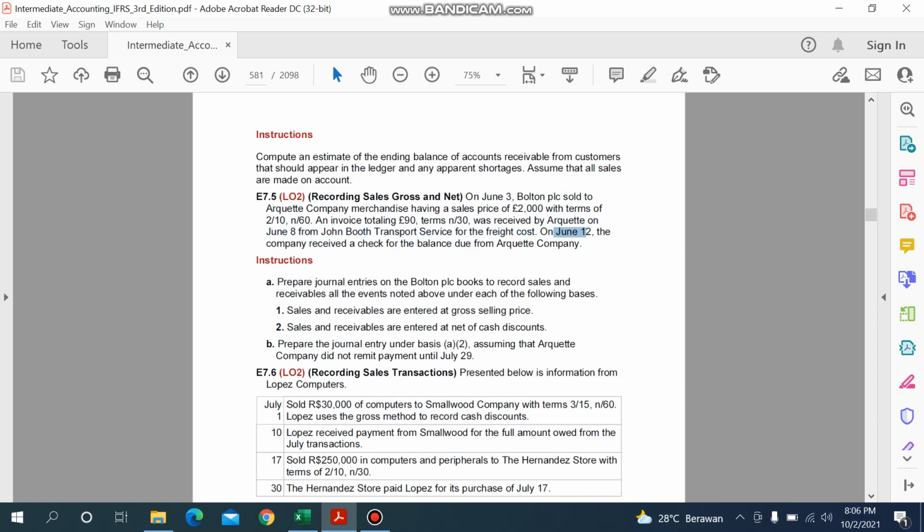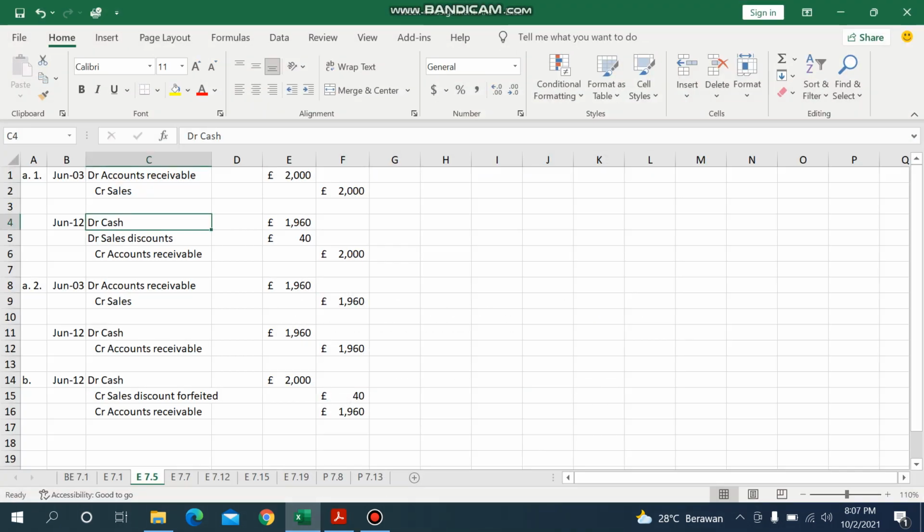And then on June 12th, Arcade paid the receivables. So it's still under 10 days, and Arcade Company will get the cash discount. So just like the way you do usually, debit cash, debit sales discount, credit accounts receivable. The accounts receivable will be 2000, the sales discount will be 2% of 2000, which is 40. So the cash that you will receive is 1960.